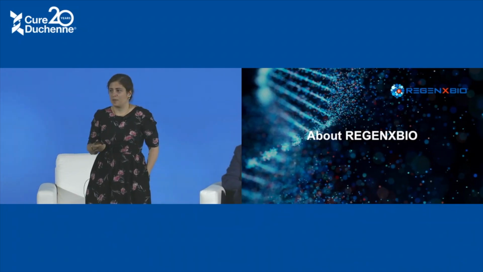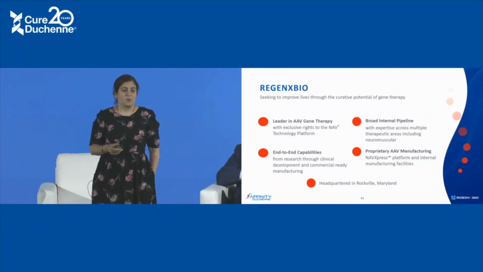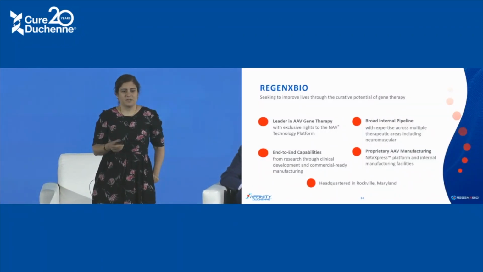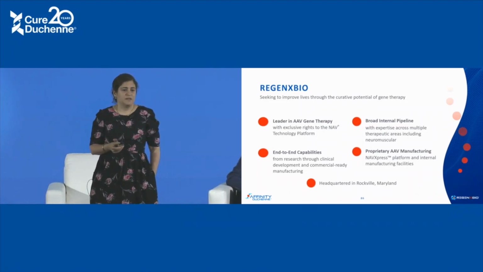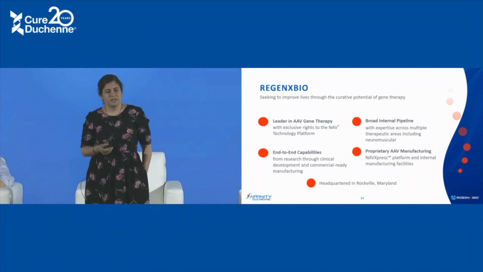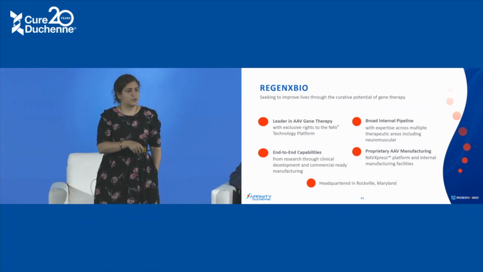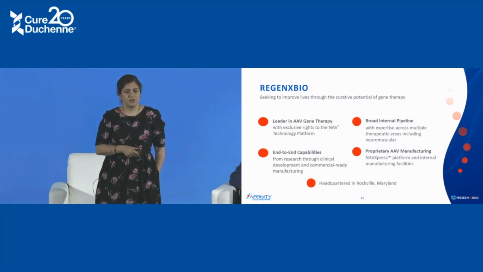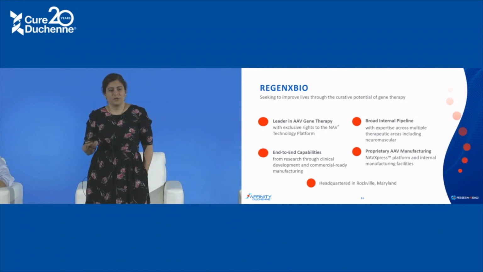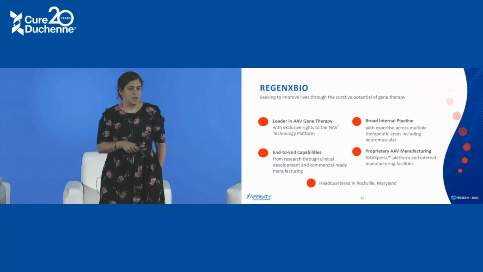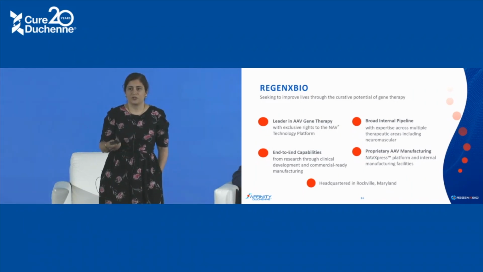So I'll tell you a little bit about our company because we are relatively the newer kids on the block here. We are obviously seeking to improve the lives of kids with Duchenne through the curative potential of gene therapy. We are a leader in AAV gene therapy with exclusive rights to the NAV technology platform. We have end-to-end capabilities. We do research, clinical development, and commercial-ready manufacturing. We have a broad internal pipeline with expertise across multiple therapeutic areas, including neuromuscular disorders. We have proprietary AAV manufacturing, the NAVXS platform, and internal manufacturing facilities, as we mentioned.